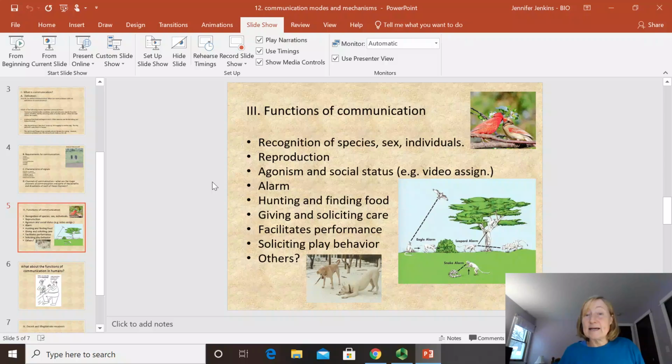Communication can tell individuals about aggressive interactions, or it can tell them about social status, who's dominant in a population, for example. A lot of times aggressive displays, threat displays will help communicate information about who's in charge, who's dominant, what is the hierarchy in this population, without leading to an all-out fight.